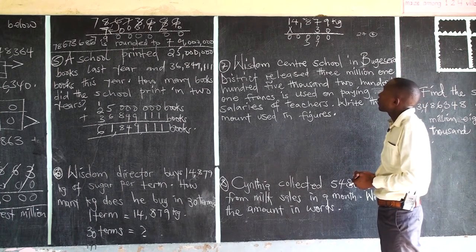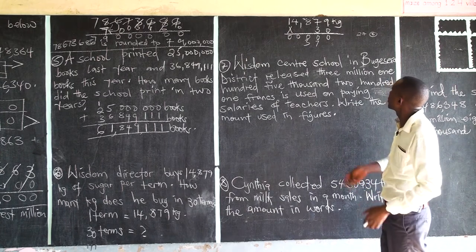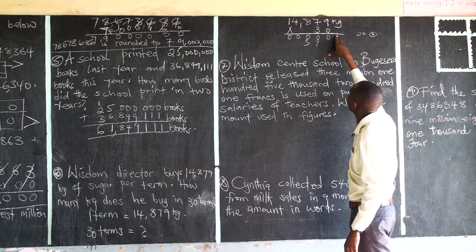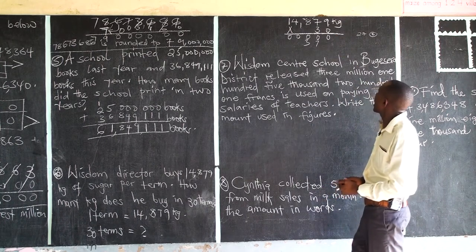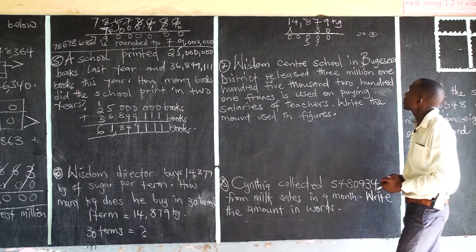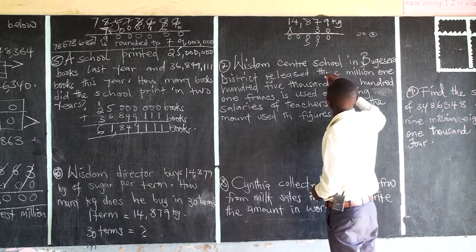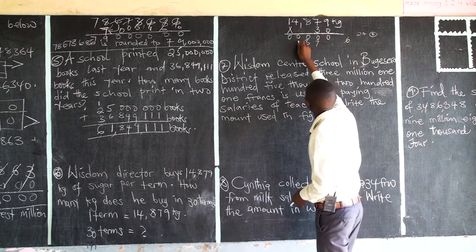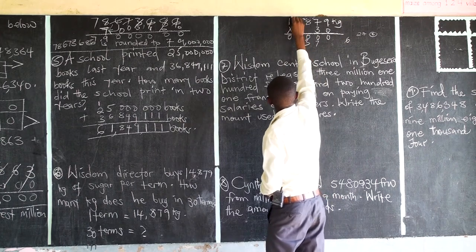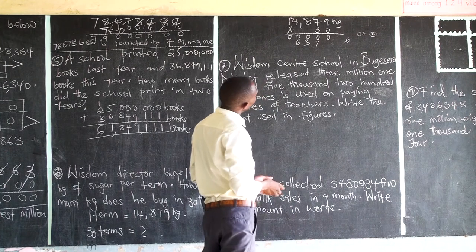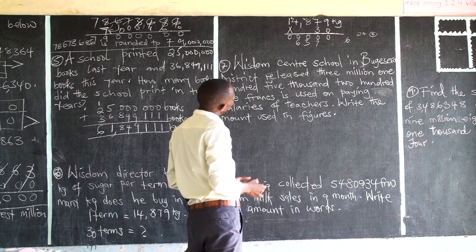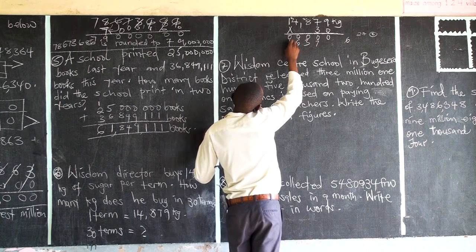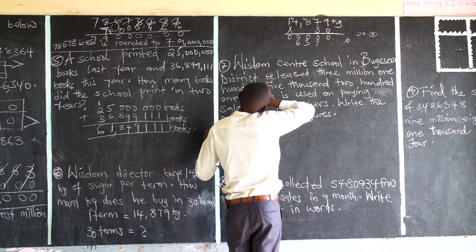Then we shall say 3 times 8. That is 24. Right? 24 plus 2, that is 26. We shall write 6 and we regroup 2. Then we shall say 3 times 4, that is 12. 12 plus 2, that is 14.